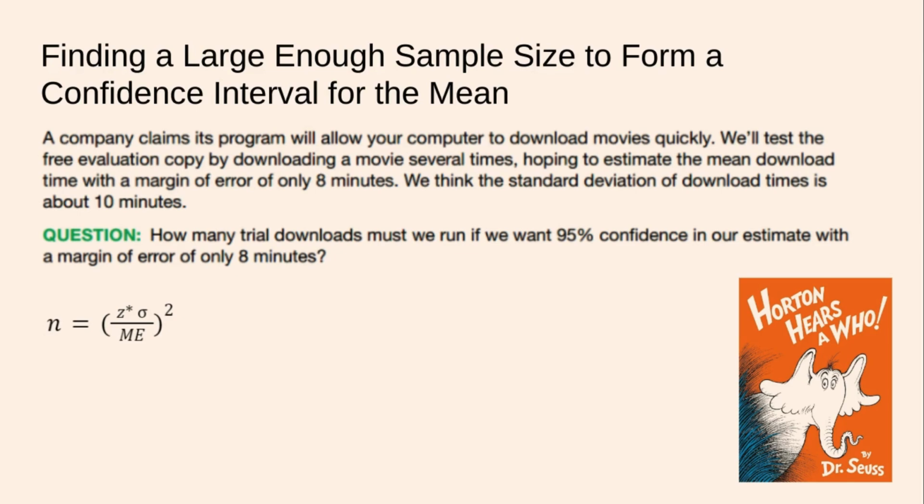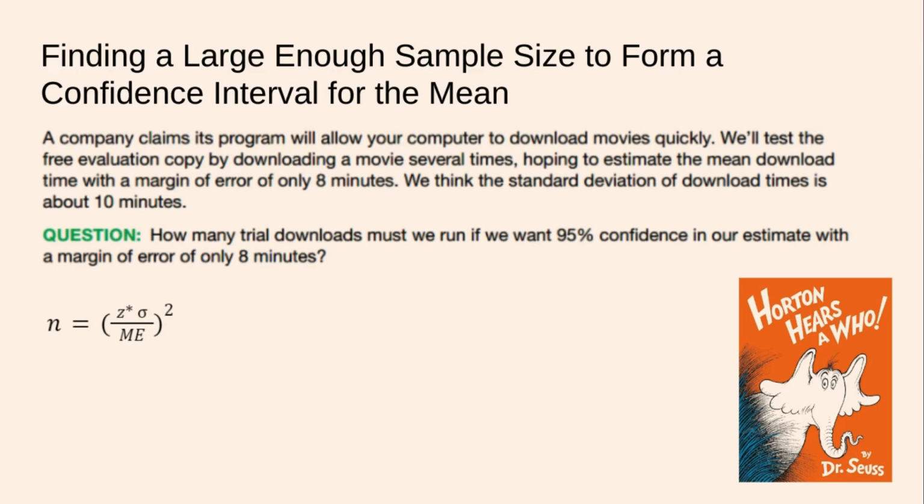All right, so we'll test the free evaluation copy by downloading a movie several times, hoping to estimate the mean download time with a margin of error of only 8 minutes. Boy, do we have some time on our hands. We think the standard deviation of download times is about 10 minutes. Do the writers of our textbook understand that they're speaking to AP Stat students who have to watch these videos for this crazy teacher? Anyway, so how many trial downloads must we run if we want 95% confidence in our estimate with a margin of error of only 8 minutes?